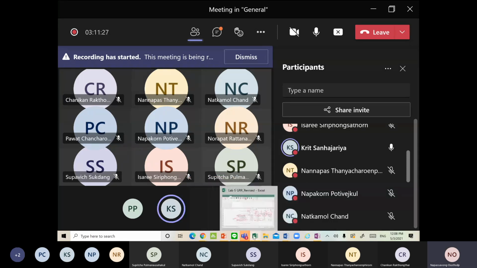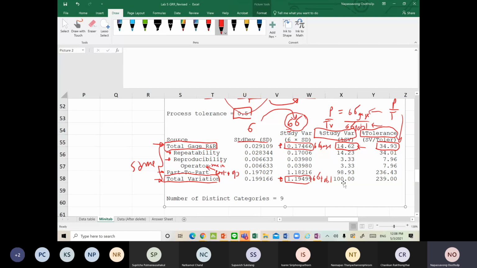From these numbers, will you accept the precision of the digital vernier?